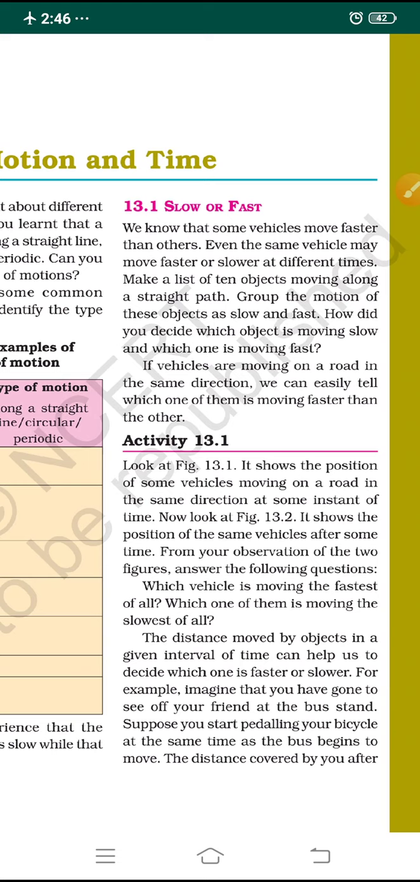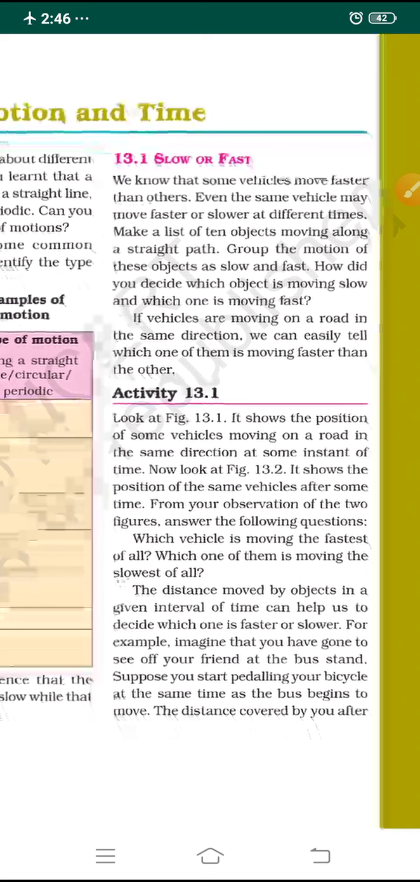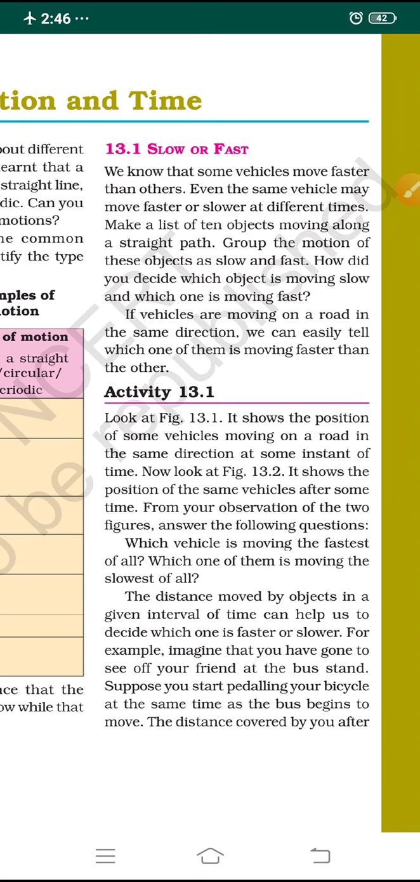For that, there is Activity 13.1. It shows the position of some vehicles moving along a straight line on a road in the same direction at some instant of time. Look at figure 13.2. It shows the position of the same vehicles after some time. The position of the vehicles changes after some period of time. From your observation of these two figures, you have to answer the following questions.